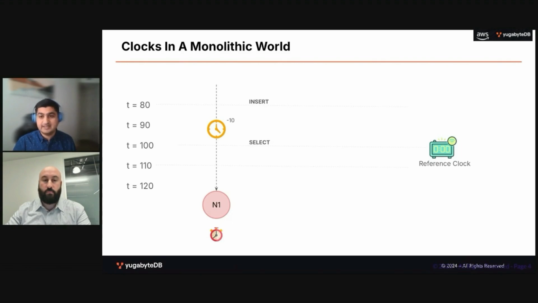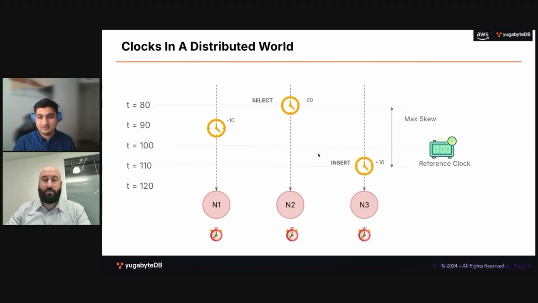So life is simple in a single node in a monolithic world, but it really gets complicated as we move towards a distributed world. In this case, you have three different nodes, N1, N2, and N3. And as you can see, each one of them has a different system clock, and each clock is going to be off by a few ticks just due to the clock drift. And as you can see, node 1, as compared to the reference clock, is slower by 10 ticks. Node 2 is slower by 20 ticks. And in this case, node 3 is actually faster by 10 ticks as compared to the reference clock.